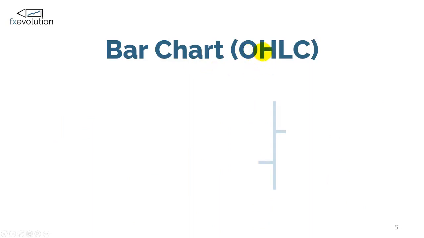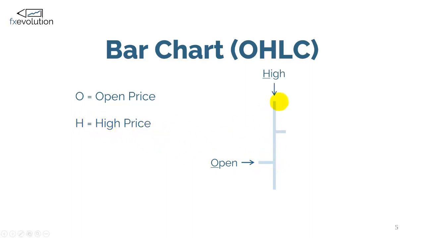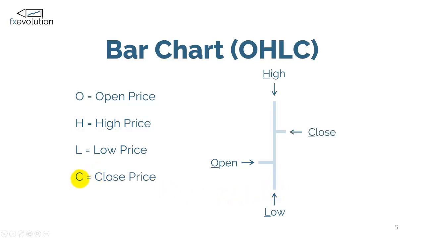So what does the OHLC stand for? O stands for open price. So this means the price that the actual bar is opened at, and you can see it's represented by this little twig off the bar. H stands for the high price, so this is the highest point that the price has reached during the bar's time. L stands for low price, so it's the lowest point that the bar or price has reached during the bar. And C stands for close price, so it's the price that the actual bar has closed at that time.